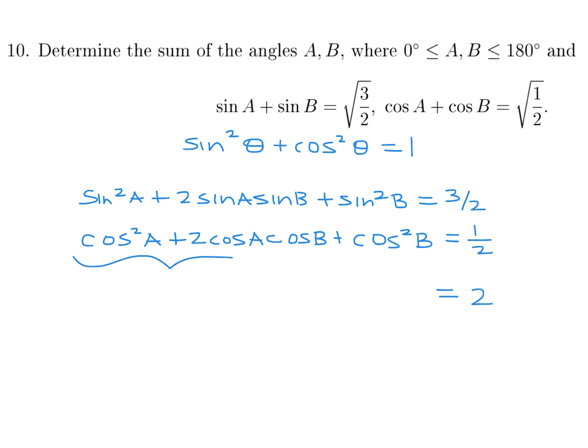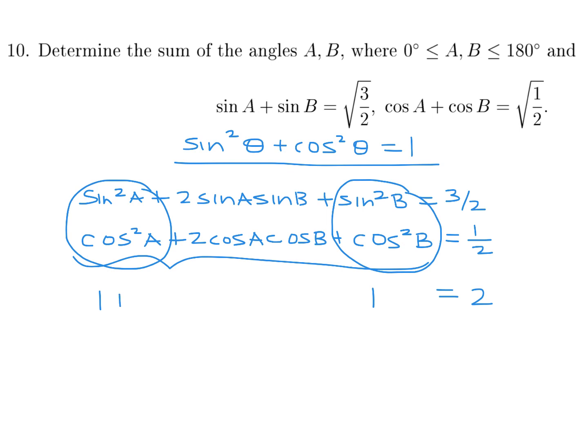And when you add these guys, you're going to be able to get a lot of good stuff here. Sine squared A plus cos squared A, that's just 1. Sine squared B plus cos squared B, that's just 1 according to this identity. And then you've got this stuff in here.